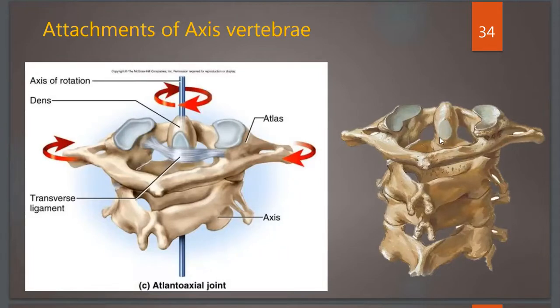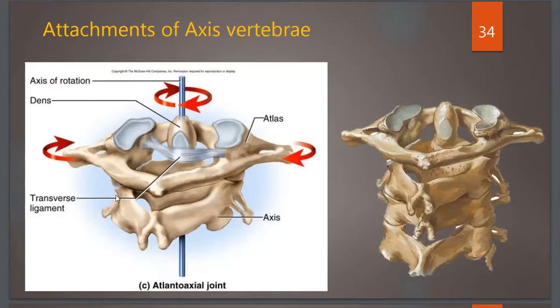This is dens, which is also called as odontoid process, which is articulating with the area on the posterior aspect of the anterior arch of atlas, isn't it? Posteriorly, the dens is having attachment to the transverse ligament. So transverse ligament is beautifully shown here. This type of joint is actually helping in rotation type of movement. This is the axis of rotation.